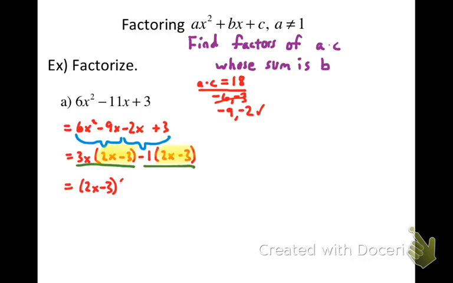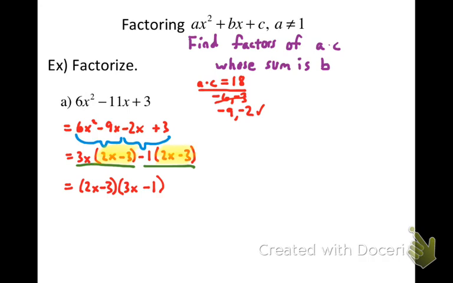And when I do so, I have to think about, well, when I factor 2x minus 3 out of 3x times 2x minus 3, what remains? Well, the only thing that remains is that 3x. And when I factor 2x minus 3 out of negative 1 times 2x minus 3, the thing that remains is the minus 1. Voila. There's our factored form. 2x minus 3 times 3x minus 1.